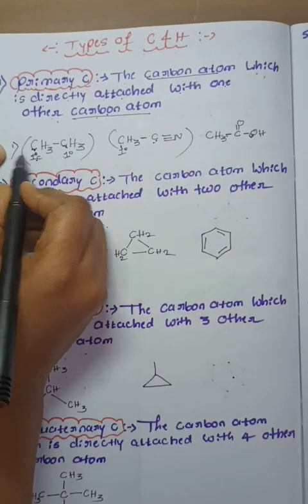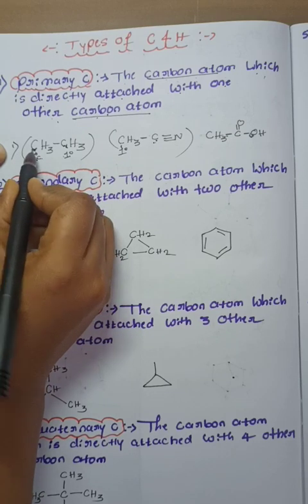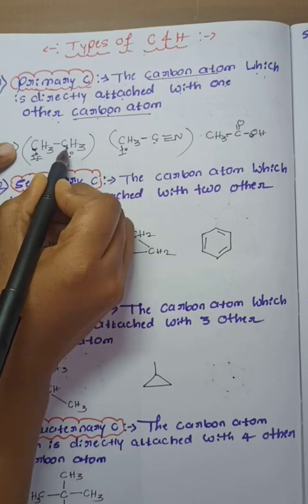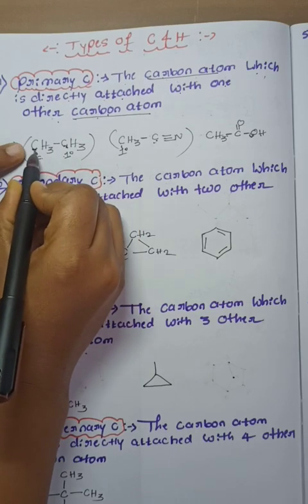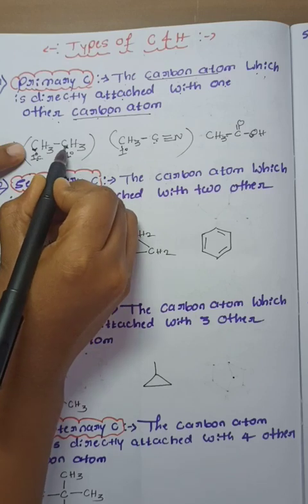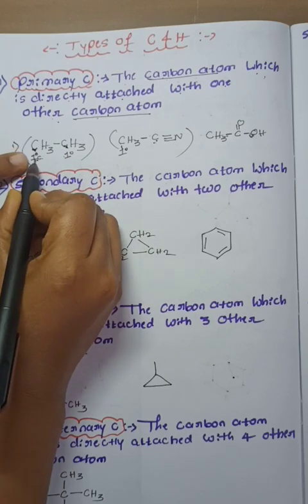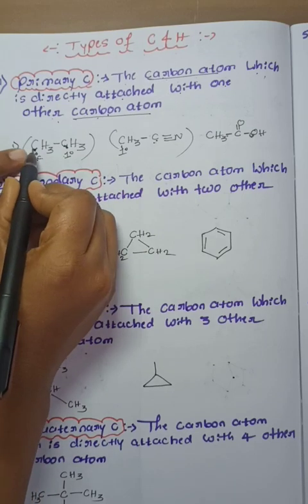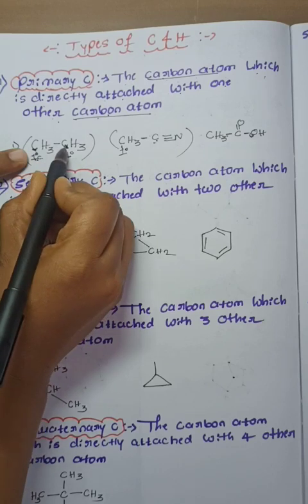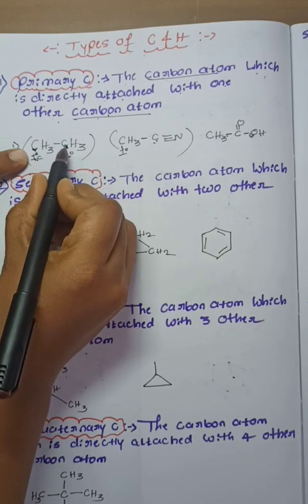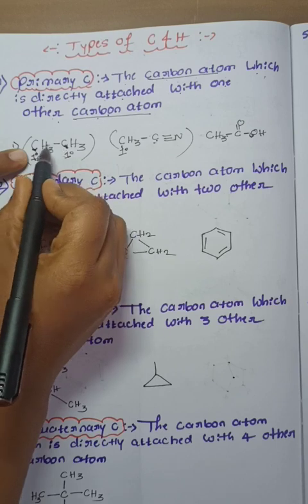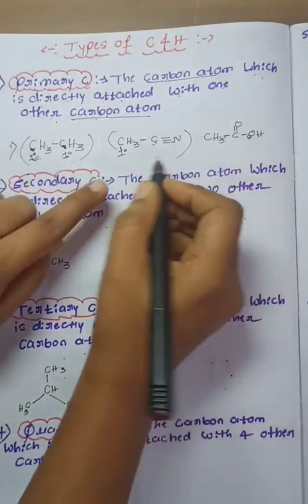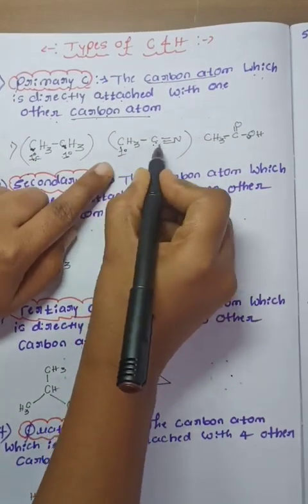See, in this first example there are two carbons. Now here this carbon is directly attached with only one carbon atom, means adjacent to this carbon only one carbon is there, so this carbon we call primary carbon. Now here this carbon also has only one adjacent carbon atom, so this carbon we call primary carbon. It means a carbon directly attached with only one carbon is called primary carbon.